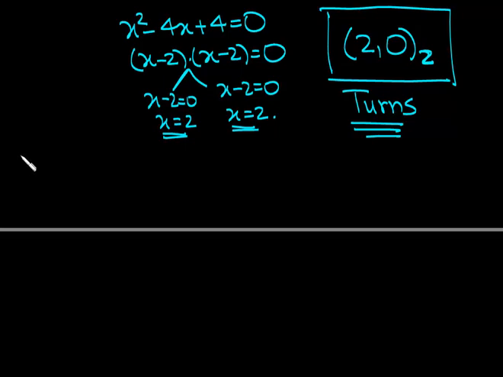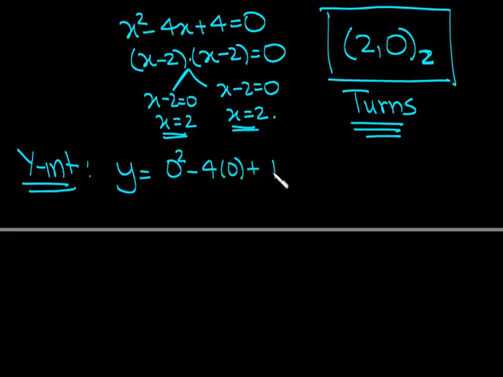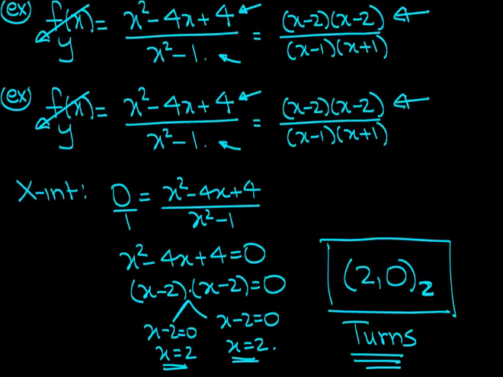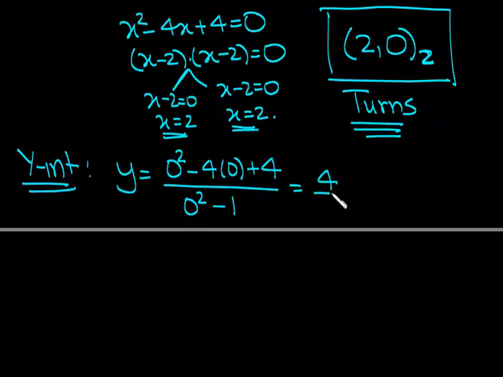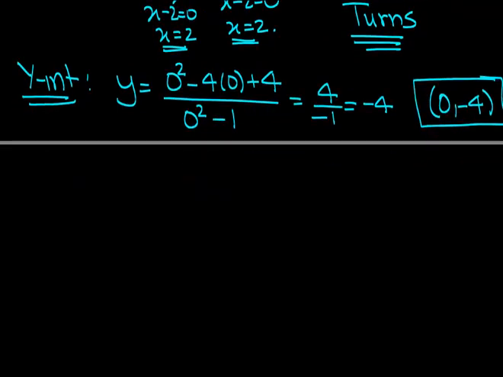Now to find the y-intercept. How do we find the y-intercept? We set x to 0, so we get y is equal to 0 squared minus 4 times 0 plus 4 divided by 0 squared minus 1. Okay, so we end up with 4 over minus 1, so we get negative 4, I'm sorry. So the y-intercept in this case is x is 0, y is negative 4. Okay, we're done with that.